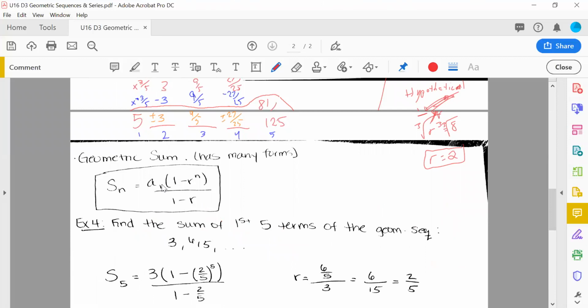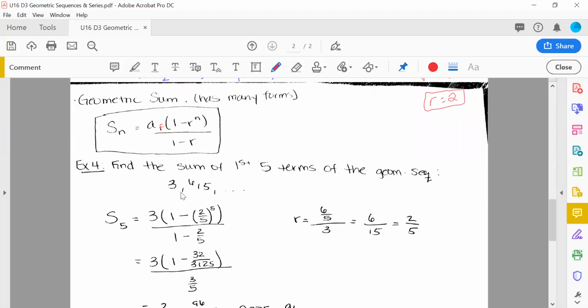Okay, now what's the sum formula? There it is. First term, and I sometimes make it a point just to write a sub f, first term. Could be a sub 1, but in general, it's the first term, times 1 minus r, which is the common ratio, raised to the n power, the term number, divided by 1 minus r. Find the sum of the first 5 terms of this geometric sequence.